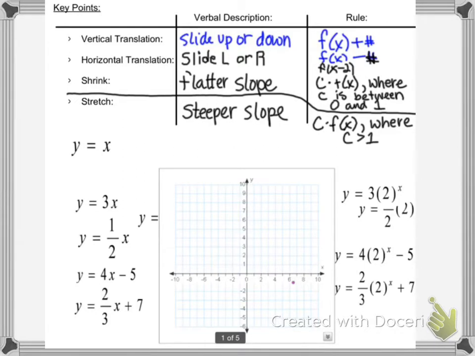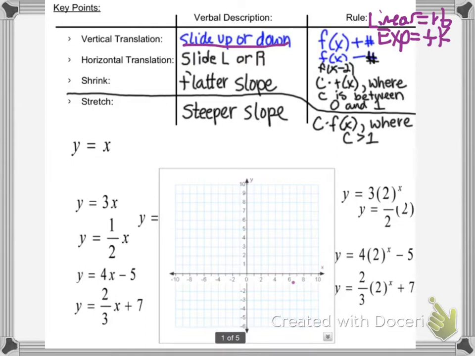Alright guys, we're going to look today at transformations of functions. We've talked about a few of these. Vertical translation, slide up or down, f of x plus a number, f of x minus a number. We know in linear it's plus b, and then exponential plus k.